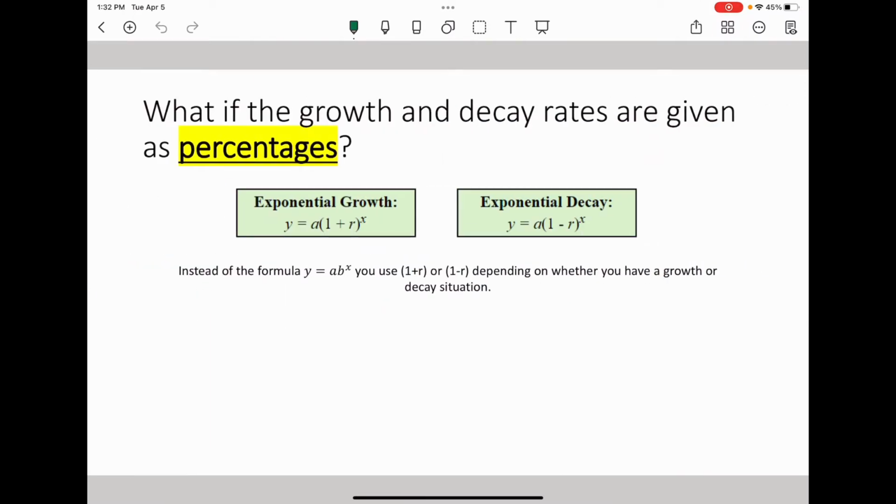So another issue you can have is if the growth and decay rates are given to you as percentages. Okay, this is very important. If the word problem says percentages, you'll use this form of the equation. Instead of b, we have 1 plus r, or we have 1 minus r, and that's going to be used to calculate the growth rate when we have the situation where there's percentages. Remember that r is going to be the percentage as a decimal, so you'll have to convert it to a decimal before you plug into these problems.